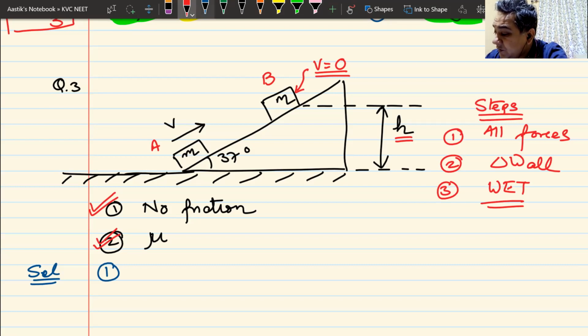In the first case, what is the work done by normal reaction? Anyone can tell me what will be the work done by normal reaction in the first case?